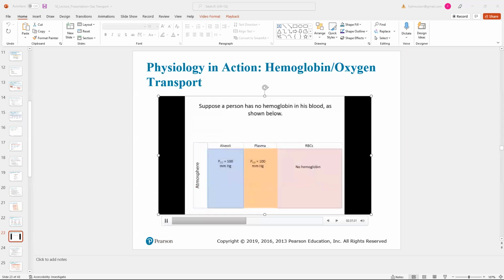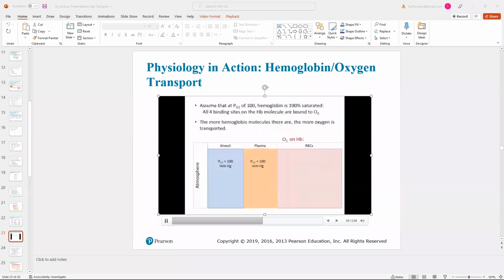Suppose a person has no hemoglobin in his blood, as shown in the box diagram below. What will happen to the amount of oxygen that can dissolve in his plasma? The answer is nothing. The alveolar PO2 is going to be the determining factor for the amount of oxygen that dissolves in plasma, indicated by the PO2 of the plasma. This is true whether or not there is hemoglobin available in the red blood cells to take additional oxygen out of the plasma.